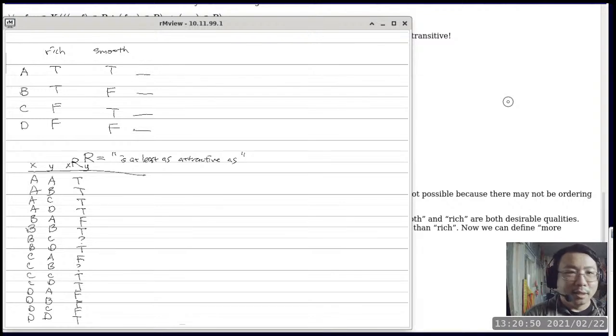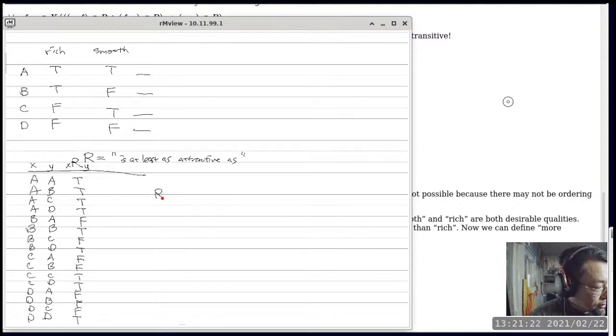Okay. So now we take a look at the question marks. The question mark is basically saying we don't really know. So if we don't really know, we answer false, because the question is "at least as attractive as," and we don't know. There's really no actual ordering between those. So now you take all the true entries and you put them into the relation.